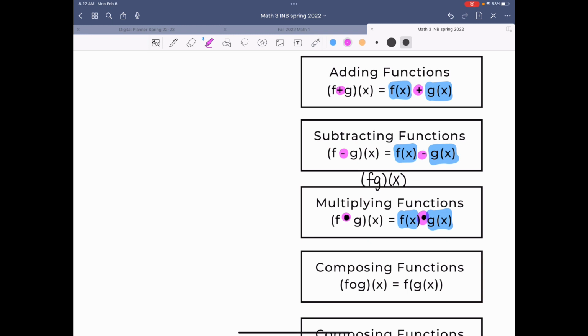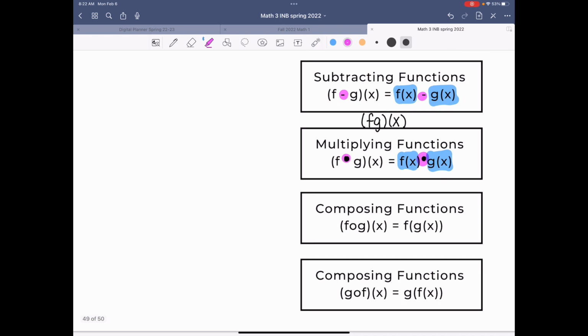Now, we're not going to be doing division right now because division is going to require a little bit more, and we'll get to division when we do rational functions. Now, composing functions. Composing functions means you're going to plug one function into the other. So how do you know you're composing? Well, that open circle, it looks like an O, but it's an open circle, and this is saying that you're going to compose f of g.